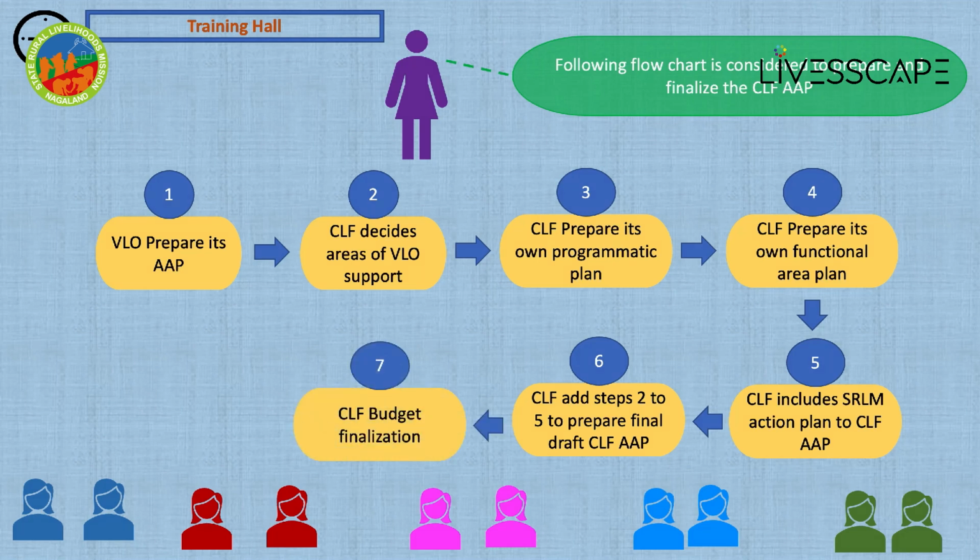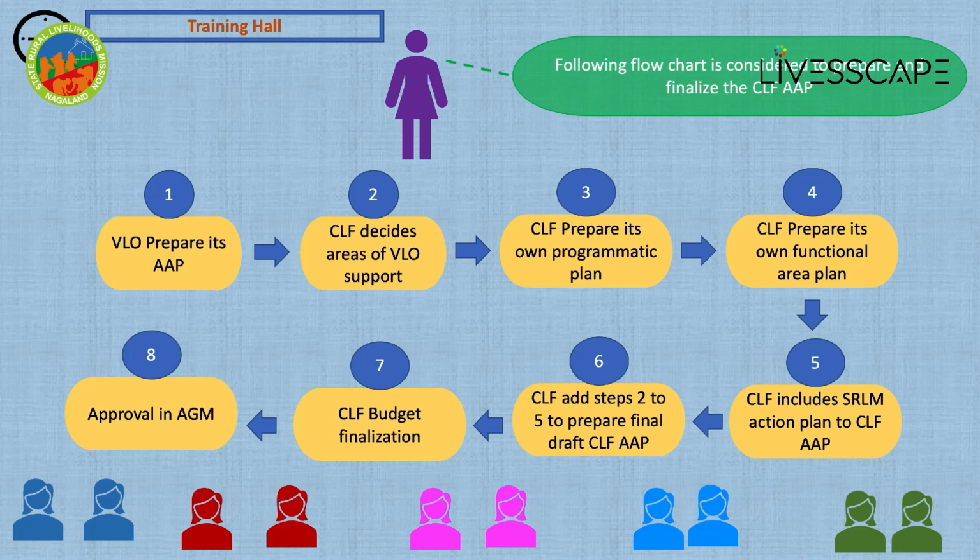And finally, the CLF will finalize the budget that is required for doing all that it is planning, and then they will present it in the AGM for approval by the general body. So this is the flowchart which depicts the steps that are followed in this whole annual action planning.